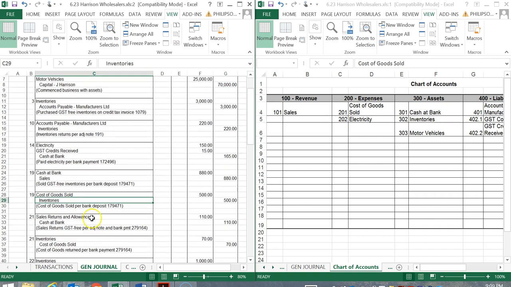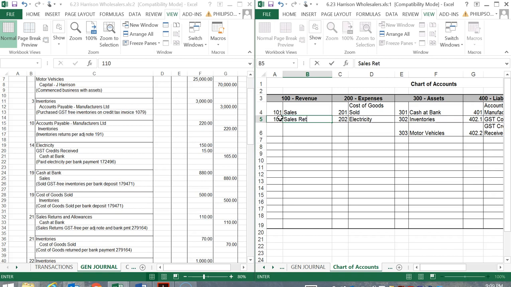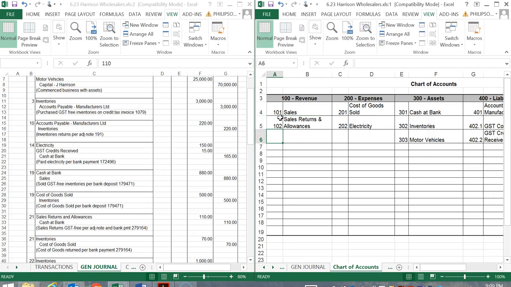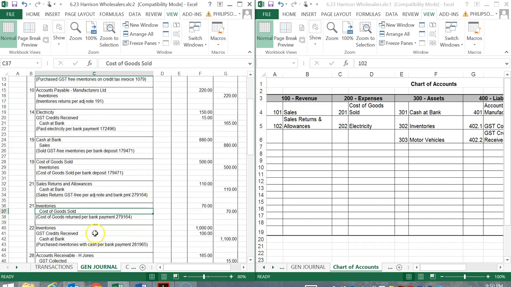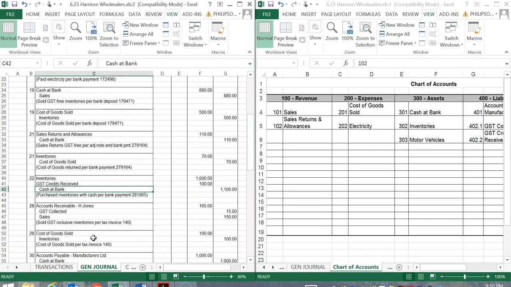Inventories, we've got it. Sales returns and allowances. Okay, sales returns and allowances will typically be a debit, but it offsets, it reduces sales. Okay, so we're going to put it into our revenue underneath sales. We could even sub-account that as well. I'm just going to leave that as 102 for the moment. Cash at bank, we've used it. Inventories, we've got it. Cost of goods sold, we've got it. Inventories, we've got. GST credits received. Cash at bank, got all of those.